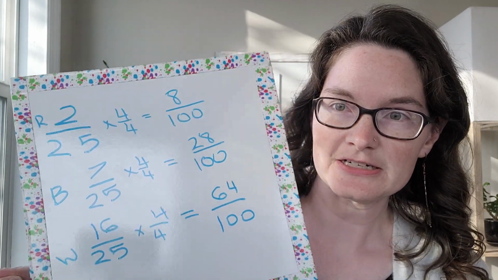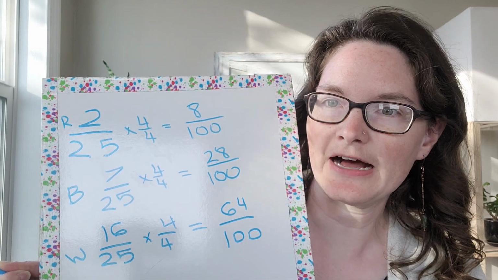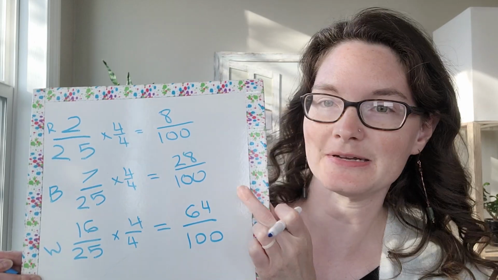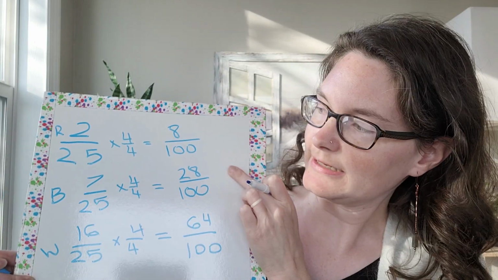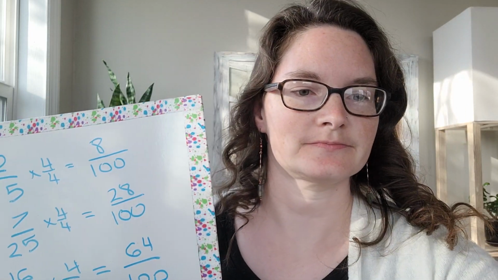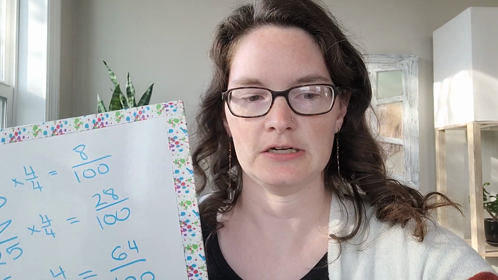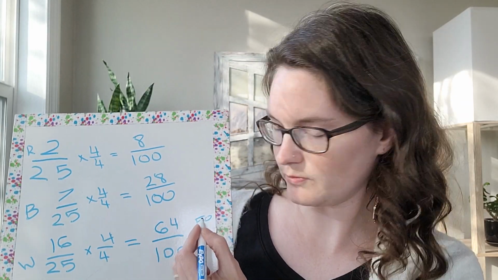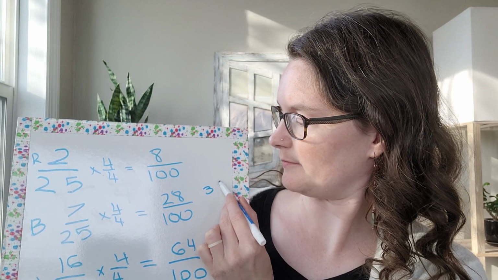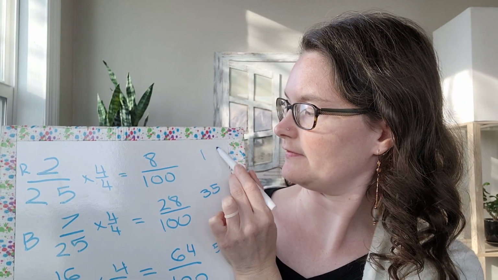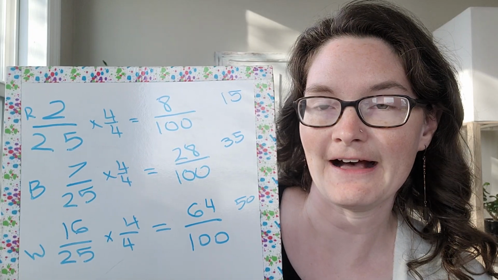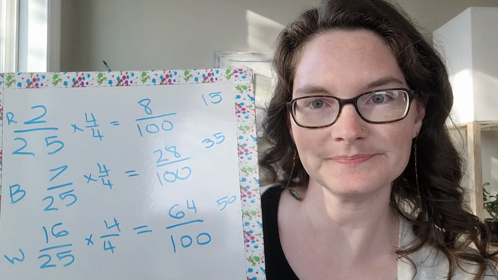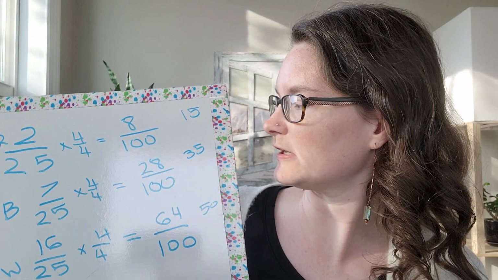So based off of our sampling, we took a sampling of 25 and we just used that to make an estimate. We estimated that there's probably 64 whites, 28 blues, and 8 reds. And the actual number is, I had 50 whites, 35 blues, and 15 reds. That's what I actually put into the bag. So you can see we got in the ballpark. Nothing was totally off.